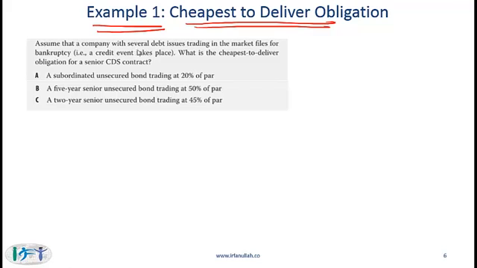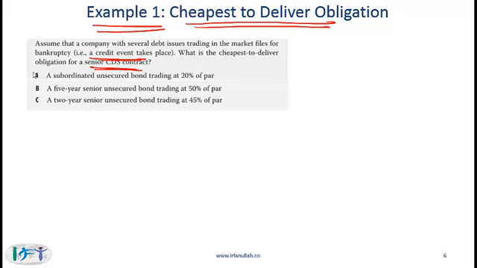Assume that a company with several debt issues trading in the market files for bankruptcy, and this is an example of a credit event. What is the cheapest to deliver obligation for a senior CDS contract?